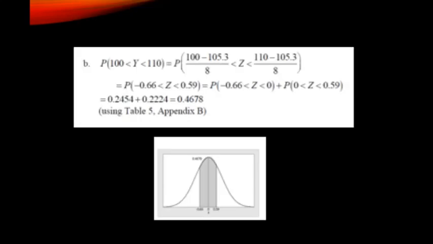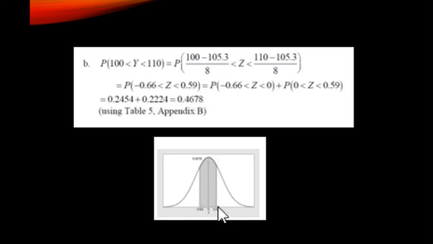Okay, now let's look at this next example. We need to find the probability that Y is between 100 and 110. Again, step 1, we convert this to a Z. For the two numbers, subtract the mean and divide by the standard deviation. So on the left side, 100 minus 105.3 divided by 8, and on the right hand side, 110 minus 105.3 divided by 8. This makes our values negative 0.66 and 0.59.